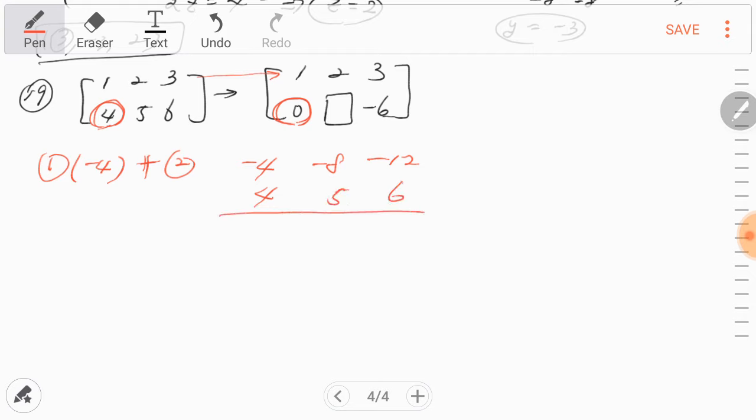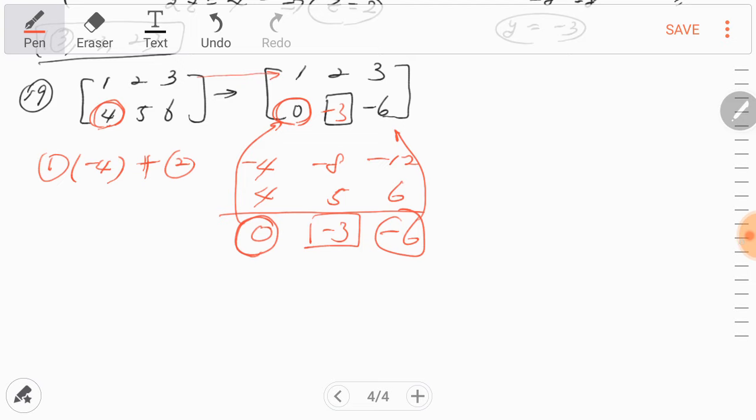Okay, so add these two. The first one is 0, the second column is -3, and the last column is -6. So from the result, the first value is 0 and the last value is -6, so the second value should be -3. This has to be -3. This is how we can find the missing number.